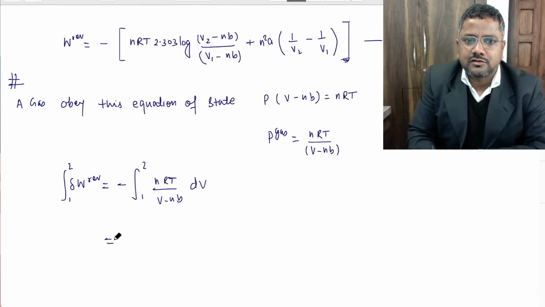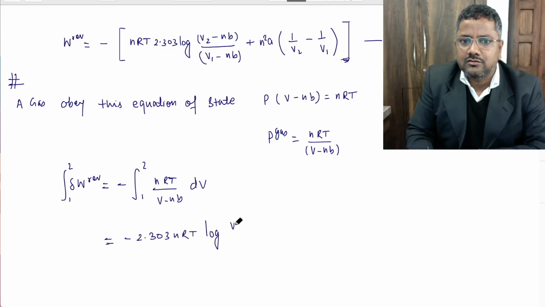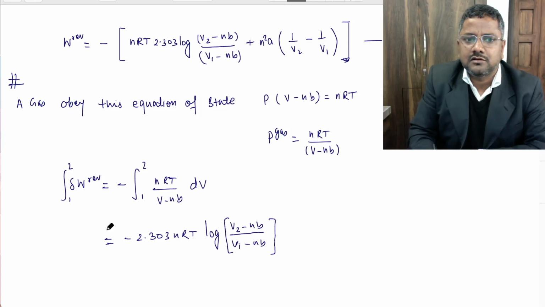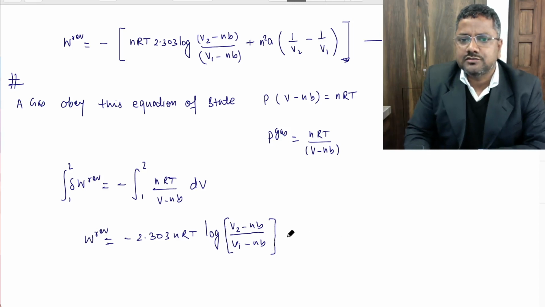So minus 2.303 nRT log (V2 minus nb) by (V1 minus nb). W reversible, right? So in this way you can calculate.